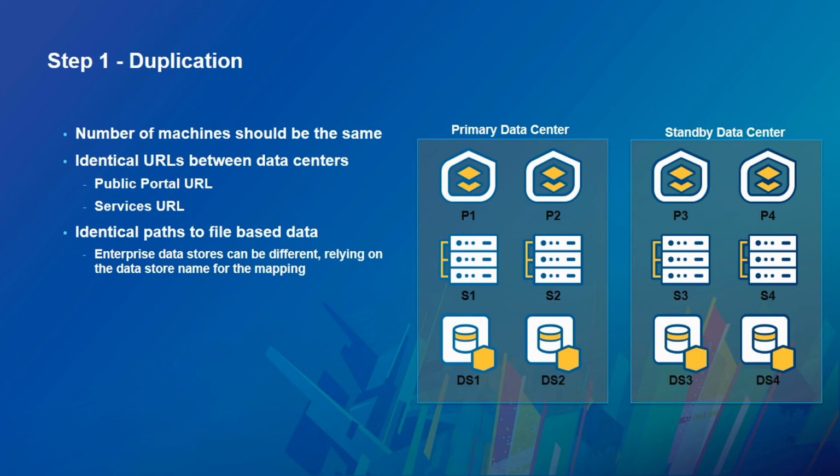In terms of file-based data, you can use symbolic links, either the make link command within Windows, or simply mounting the share onto the Linux machine. But the physical path that it uses to access the services should be the same, or really has to be the same, between your two different environments.